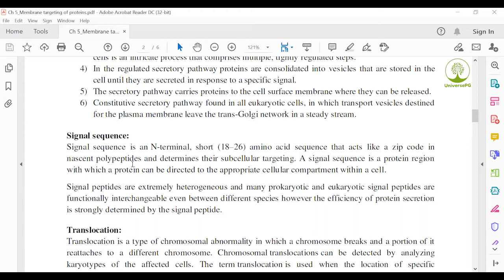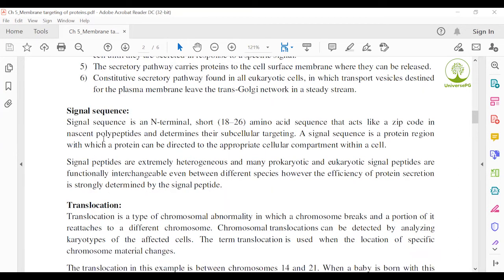For subcellular targeting, this type of sequence is generally used for the detection, determination, or targeting of subcellular components. You just read the definition of signal sequence. What is signal sequence? Define signal sequence.